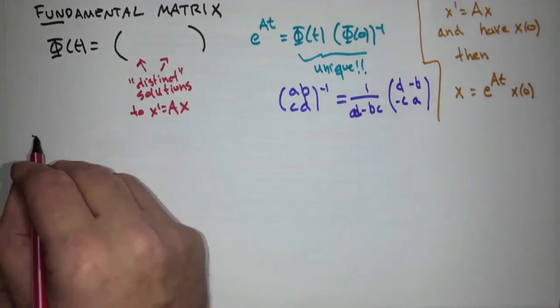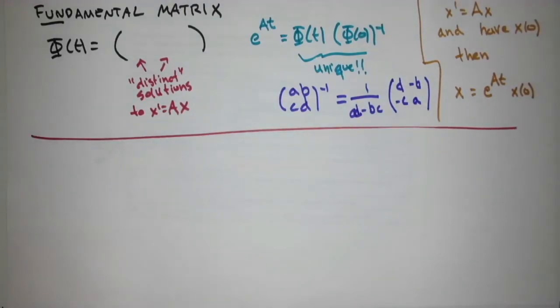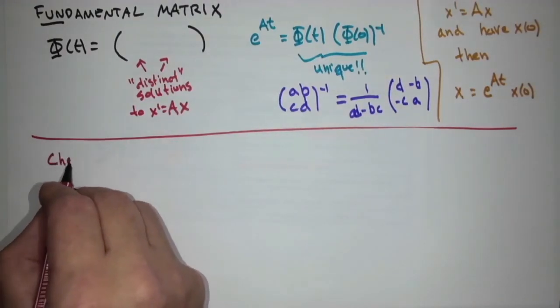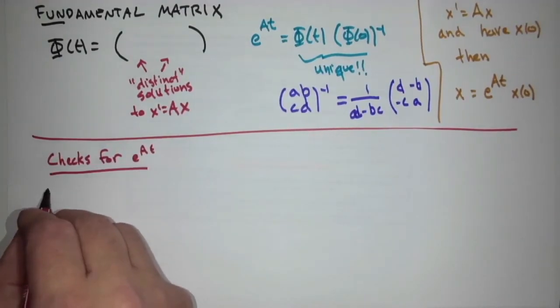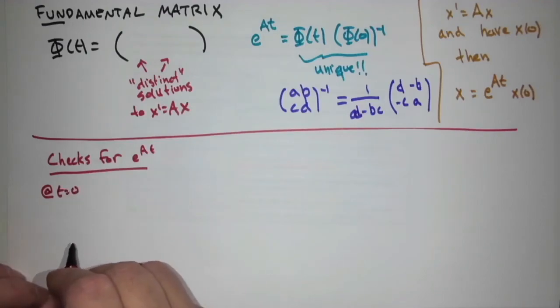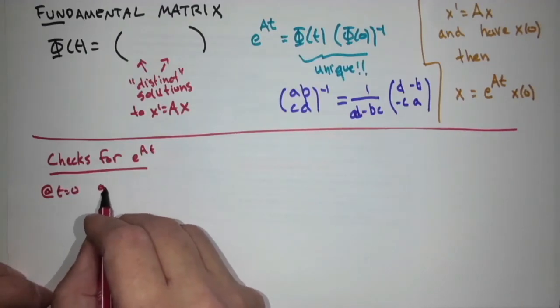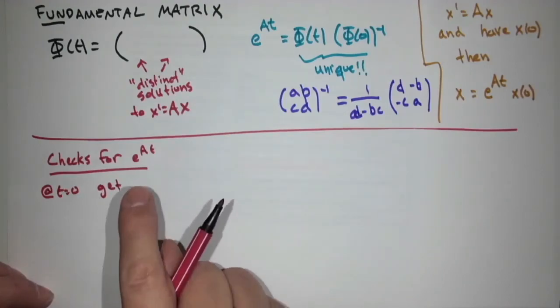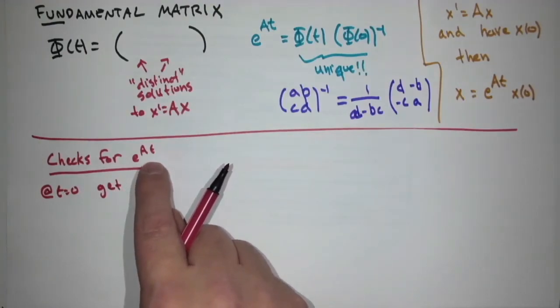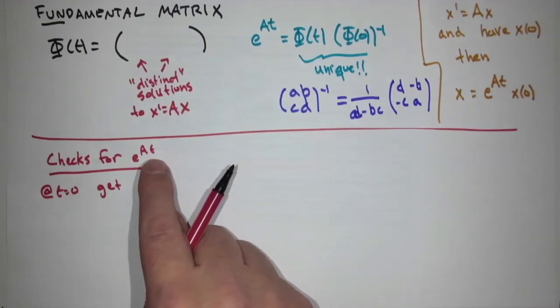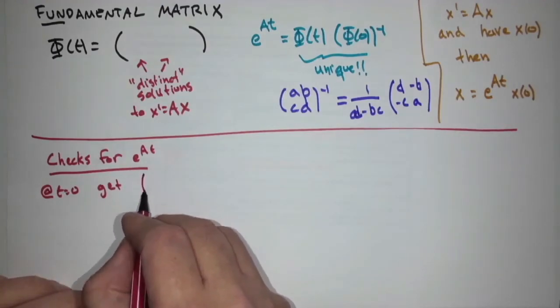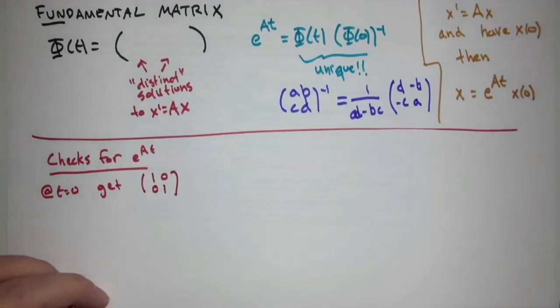Now, two more things I want to talk about. I have a minute. I can probably squeeze it in. A couple of checks for your e to the at. If you take t equals 0 and plug it in, what should you have? Think of e to the at, plug in t equals 0. That looks like e to the 0. Intuitively, that says 1. In terms of matrices, that says the identity matrix. So if you plug in t equals 0, you should get 1, 0, 0, 1. If you don't, mistakes were made.